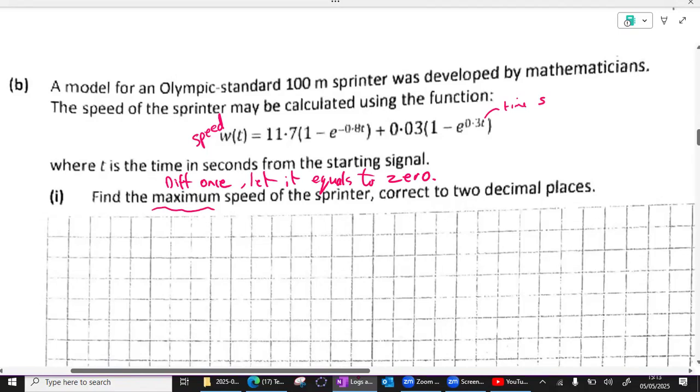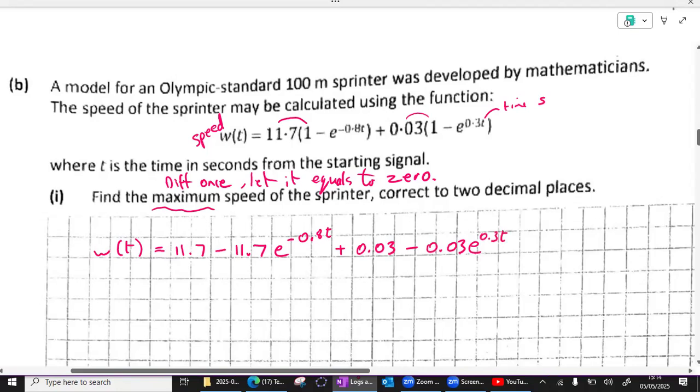Before I differentiate it, I'm just going to tidy it up a little bit because of the brackets. So I'm just going to multiply out the brackets like I would do in algebra. So 11.7 minus 11.7 e to the negative 0.8 t. Then I'm going to do the same here, plus 0.03 minus 0.03 e to the 0.3 t.